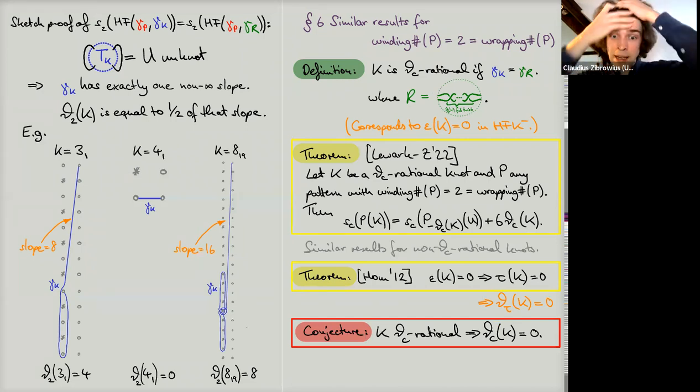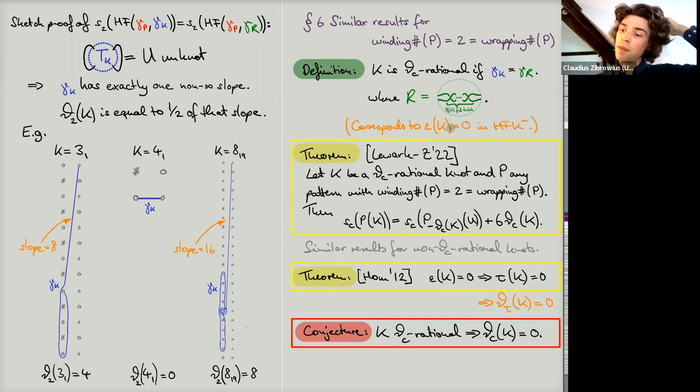For example, we don't know any example so far where the epsilon invariant is 0 but the knot is not theta2 rational, or the other way around. At the moment it looks like the knot is theta2 rational exactly when epsilon is 0. But I probably wouldn't make a conjecture like this on maybe 50 examples that we've computed.